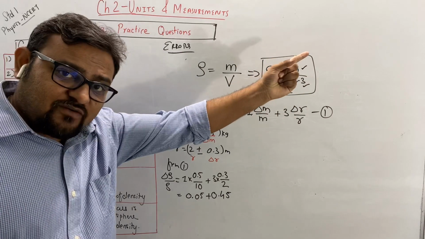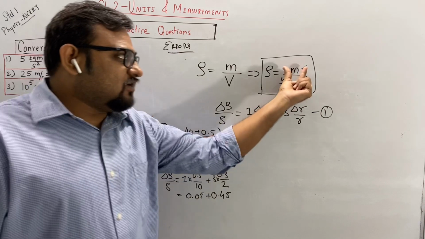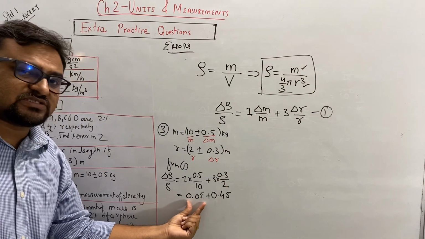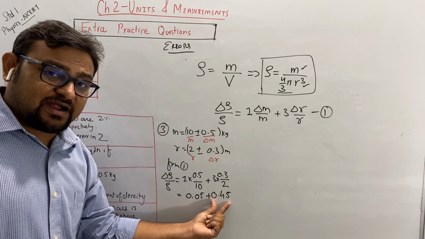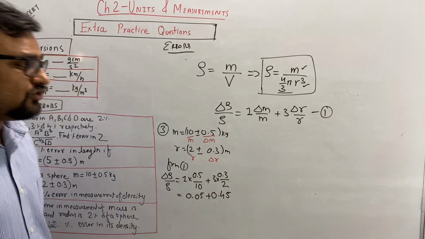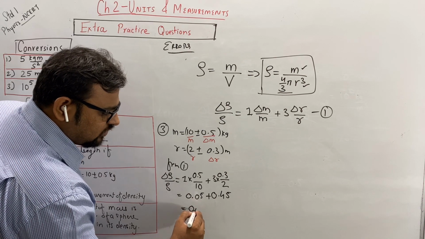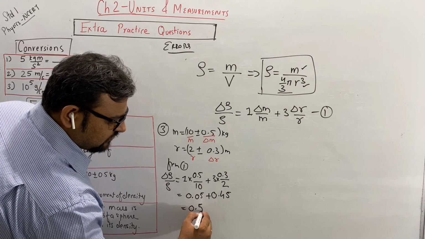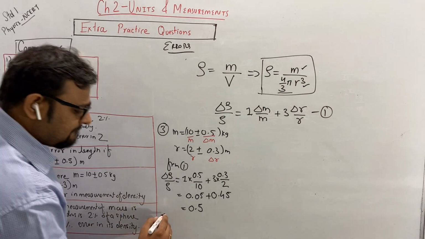See, the power of r was 3. So the higher the power, the higher the value of error. The power of mass was only 1, so the error is very small, 0.05. But the radius imparted a higher error due to its power. So this will be equal to 0.5. Clear? So this is the relative error.